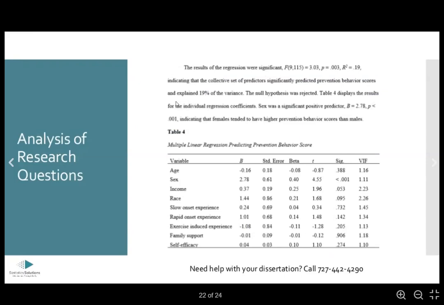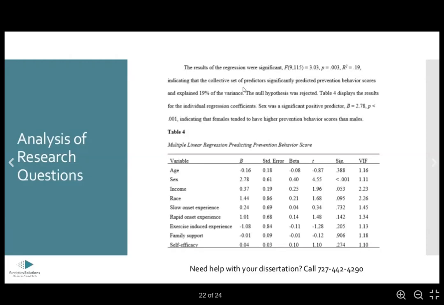Okay, and then this is an example of a regression. So if you're doing a linear regression or a logistic regression, or maybe a multivariate regression, you might present something like this. So here, right up front, they're saying the results of this regression were significant. They're giving you all of the relevant statistics and explaining what that is.